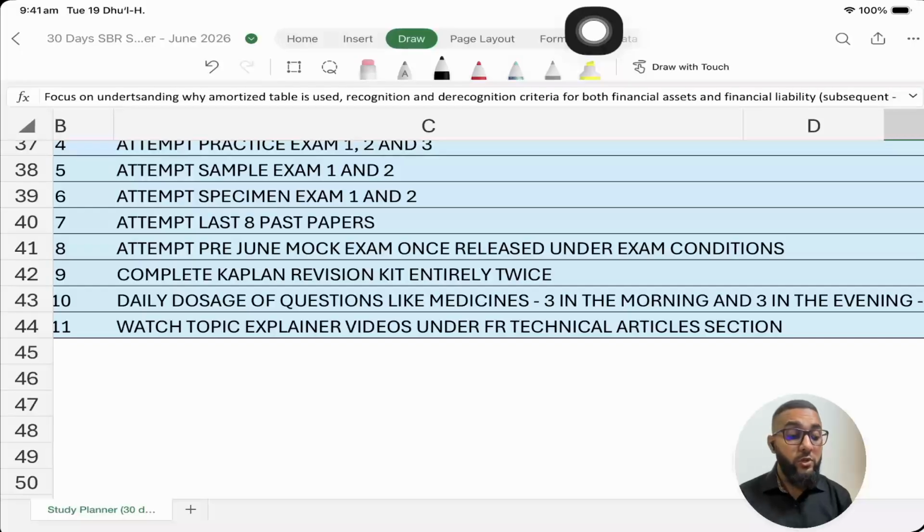All right. Wishing you all the very best. Try to stick to this study planner. If you follow it as it is, or if you tweak it and follow as much as it is there, you will be prepared to score very high in your SBR exams in June 2026.